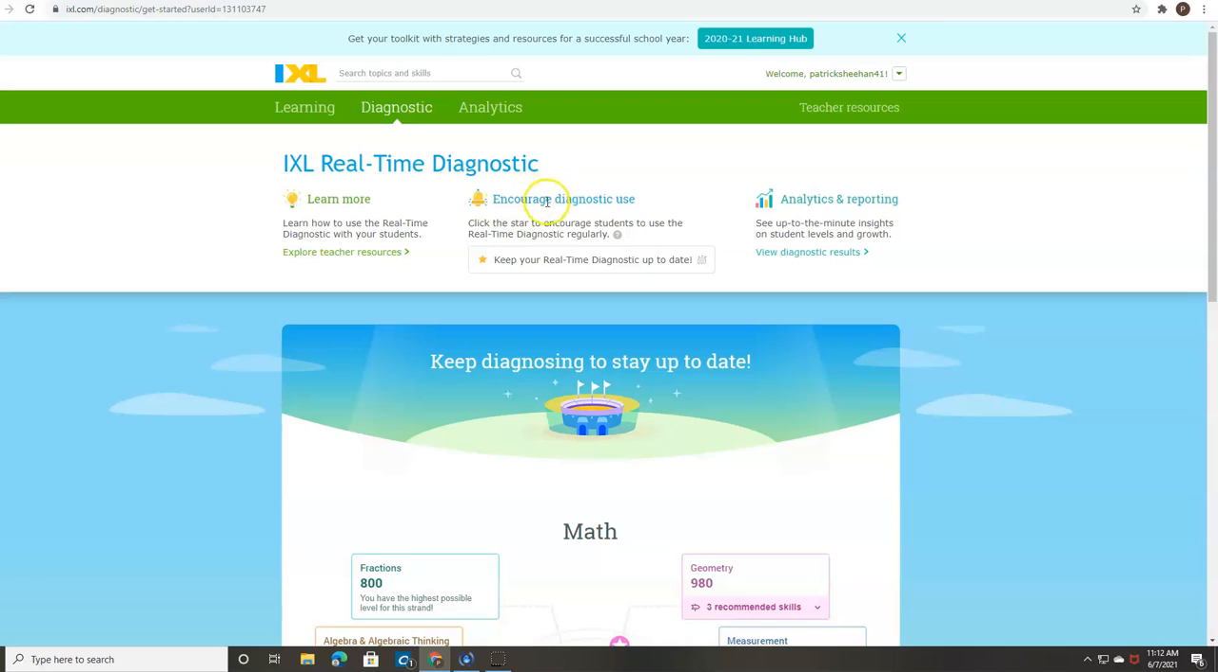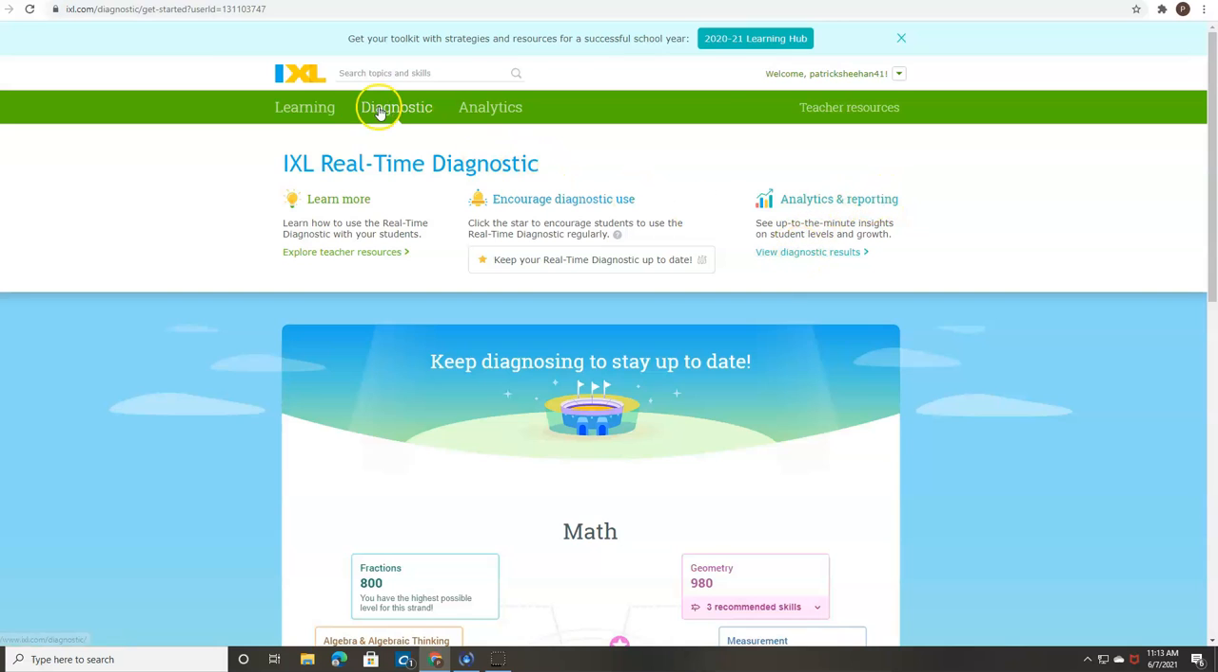Encourage diagnostic use. Again, remember I said earlier that if you see the gray stars under learning, you want to make them yellow, okay, so that you can see what your student is doing in real time. And I'll get to real time a little bit later on. Okay, view diagnostic results. Notice this says analytics and reporting. Guess what's going to happen if I click on this?